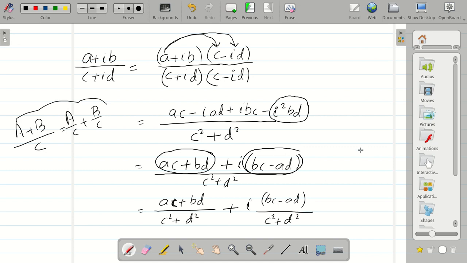So once more, remember, when you have a complex number in the denominator, the first thing to do is multiply by the complex conjugate of the denominator. And once you do that, you get the identity a plus ib in a minus ib format. So that will be c square plus d square here. And then you multiply the numerator, because now you know how to multiply complex numbers.